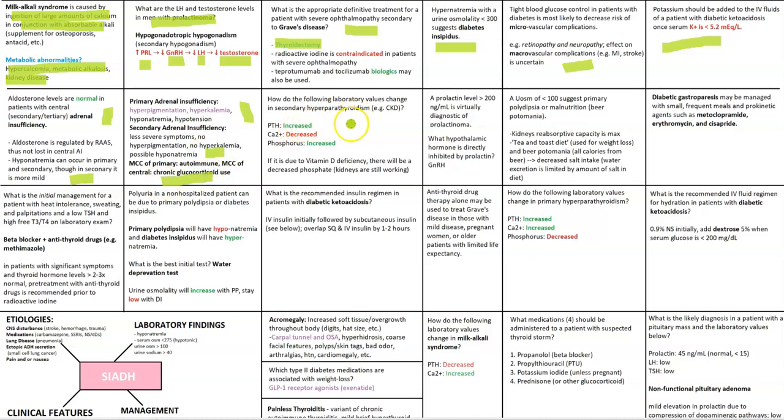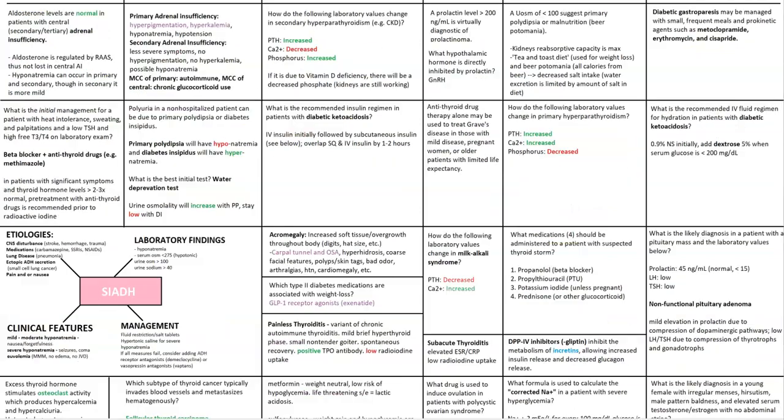How do the following laboratory values change in secondary hyperparathyroidism? PTH is increased, calcium is decreased, phosphorus is increased. If it is due to vitamin D deficiency, then there will be decreased phosphate because the kidneys are still working.